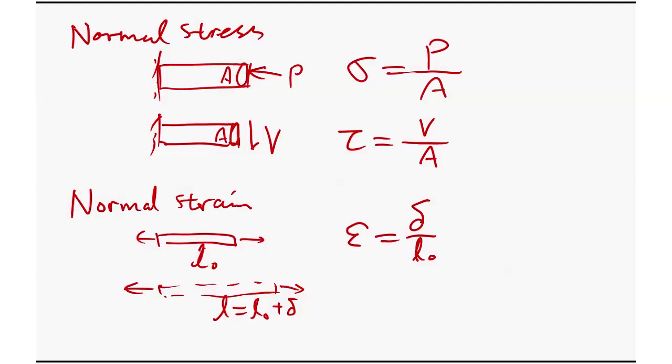So we define the ratio of the change, that's what we call strain, or intensity of the deformation. It's the change divided by the initial length, L0. Sometimes you use capital L. What's the name of the symbol? I think we call it epsilon, that's a Greek letter. And delta, small delta, just means the deformation part. So delta is L minus L0, the change in length.